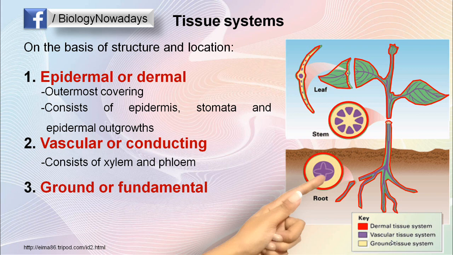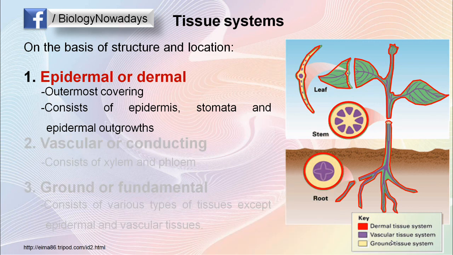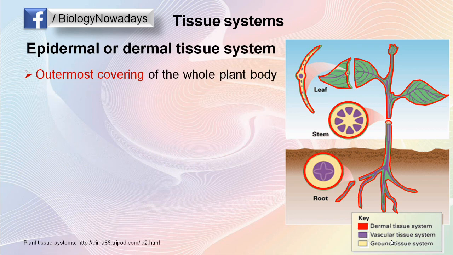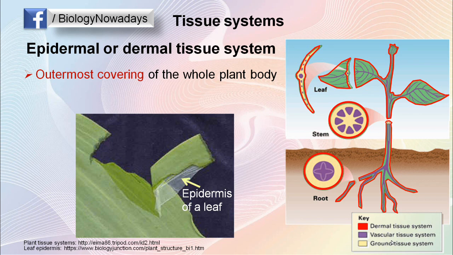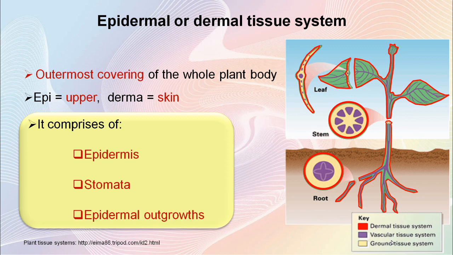The ground or the fundamental tissue system consists of various types of tissues except the epidermal and the vascular tissues. In this video, we will learn more about the epidermal or the dermal tissue system. As I mentioned earlier, the epidermal tissue system forms the outermost covering of the whole plant body, just like our skin. Actually, epi means upper and derma means skin. Epidermal tissue system comprises of epidermis, stomata, and the epidermal outgrowths or appendages.